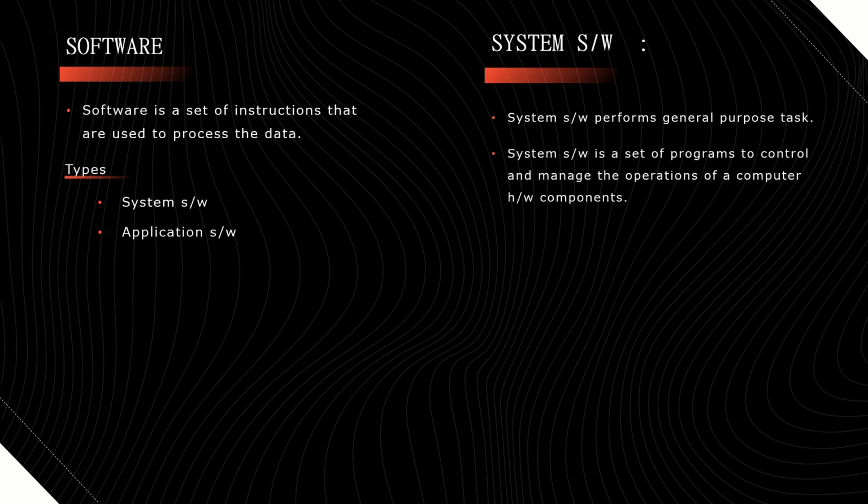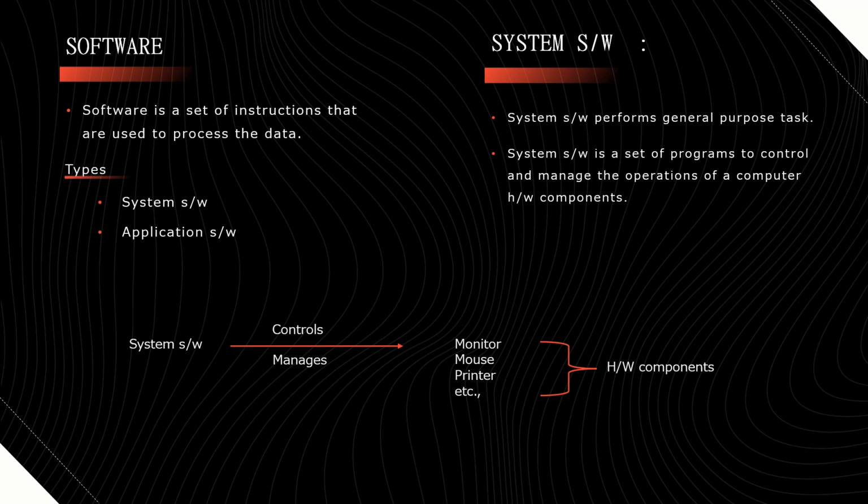Hence, we can say that system software is a set of programs that are used to control and manage the operations of computer hardware components. Here, monitor, mouse, printer, speaker, CPU, keyboard, etc. are all hardware components of the computer system. Also, we can say that system software is a platform for running the application software.